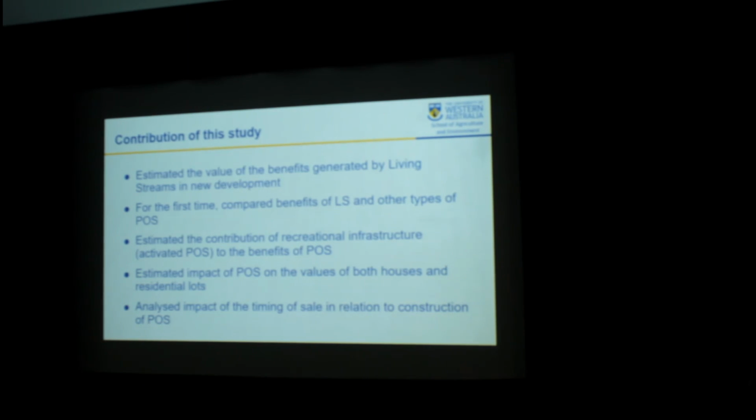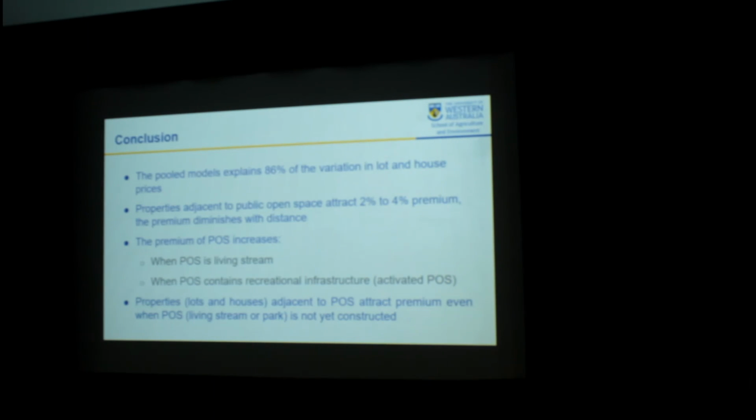We also looked at the model when we looked at both the impact of this POS or living streams activated on both houses and lots, and together. And we also analyzed the impact of time of construction of living stream or public open space on the value of houses. We found that our model is quite good. It explained about 86% of the variation of the lot price, and the public open space adds about 2 to 4% of value to houses, being immediately adjacent, and being farther away, the impact is much less.